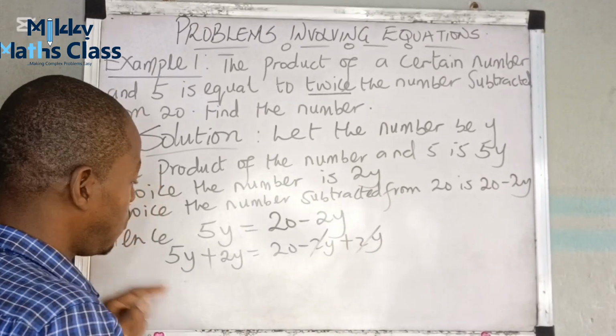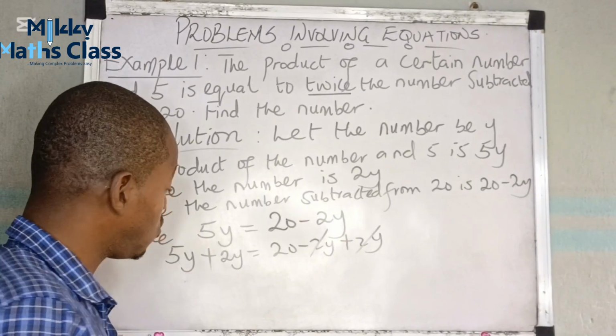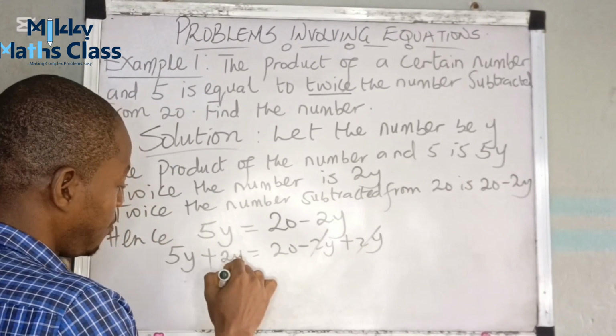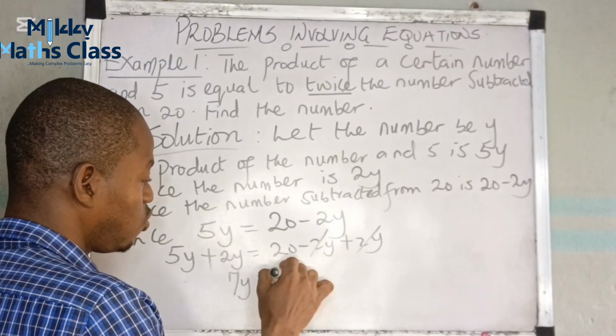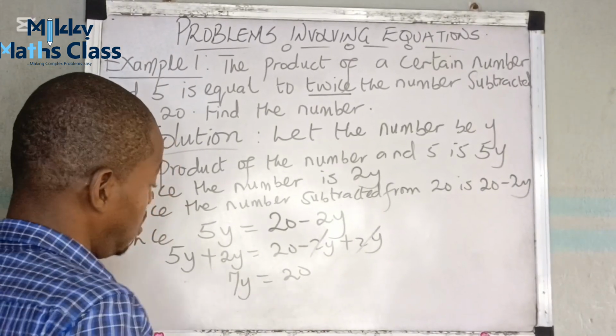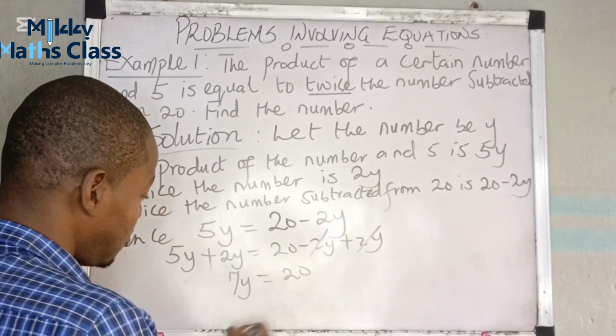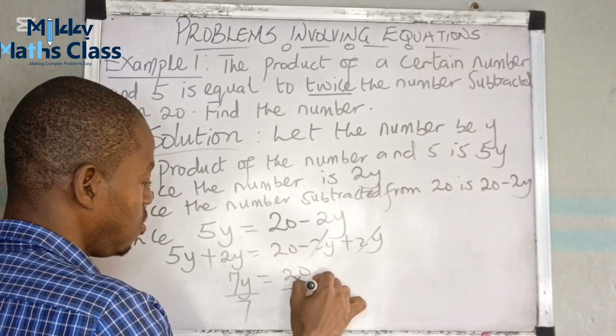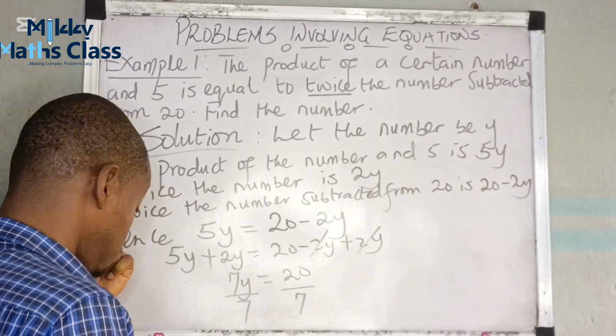This and this goes off. So 5y plus 2y, that will give us 7y. So 7y is equal to 20. Now divide both sides by 7 to get our number, and that's the final answer. So divide by 7 over 7.